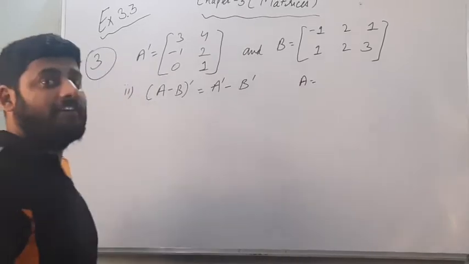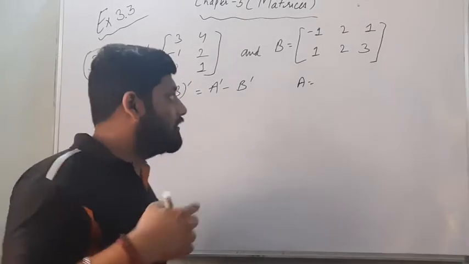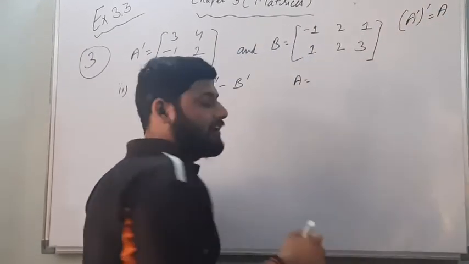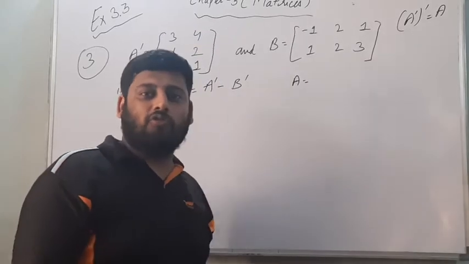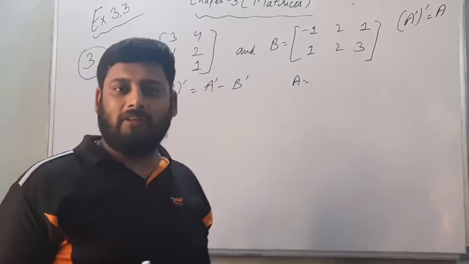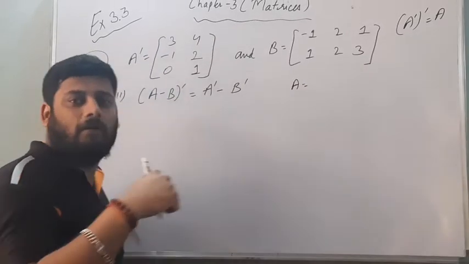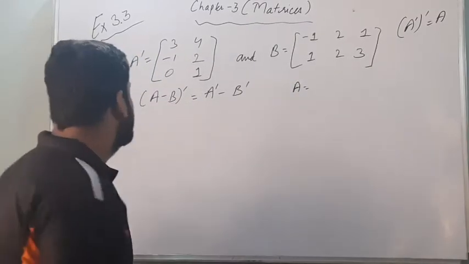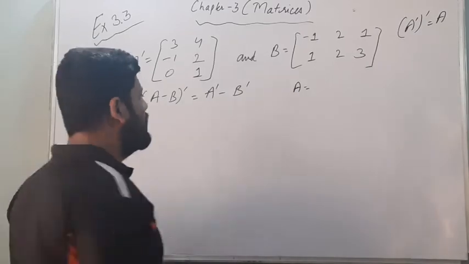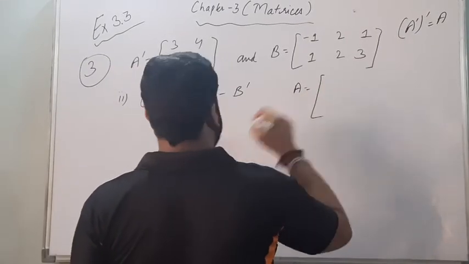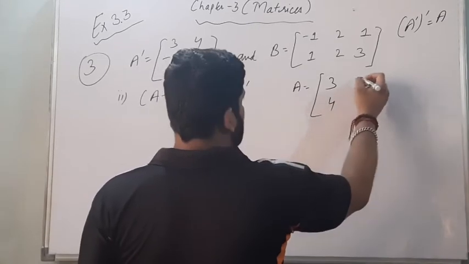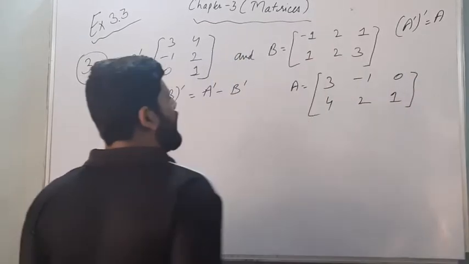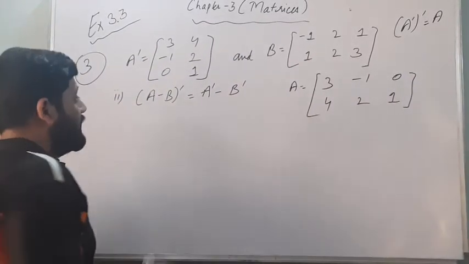So what will A be? We have already studied in the introduction lecture that the transpose of a transpose is the original matrix. That is, if we take the transpose of a transpose, we get the same matrix again. So since we have the transpose here, we will take its transpose too. So we will take the transpose of this A transpose, and we will get this matrix again. So when we take the transpose of A transpose, we get 3, 4, -1, 2 and 0, 1.